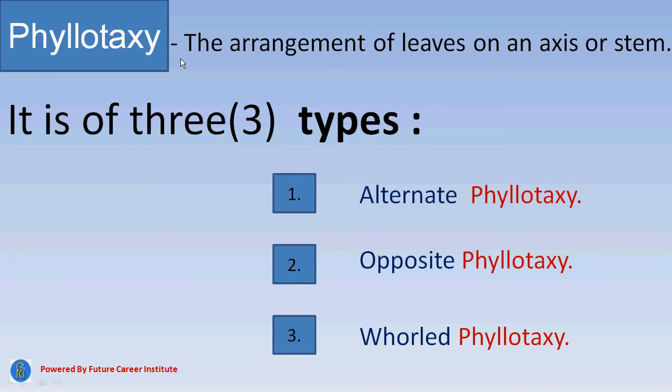Phyllotaxy. Phyllotaxy is the arrangement of leaves on an axis or stem. It is of three types. Number 1, alternate phyllotaxy. Number 2, opposite phyllotaxy. And number 3, whorled phyllotaxy. Let us first discuss alternate phyllotaxy.